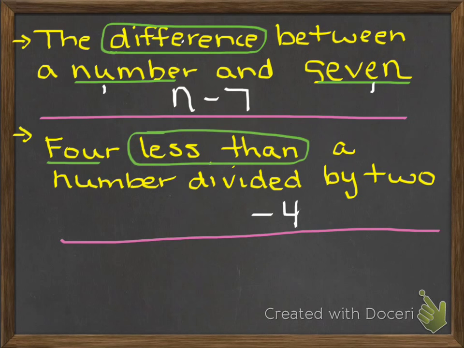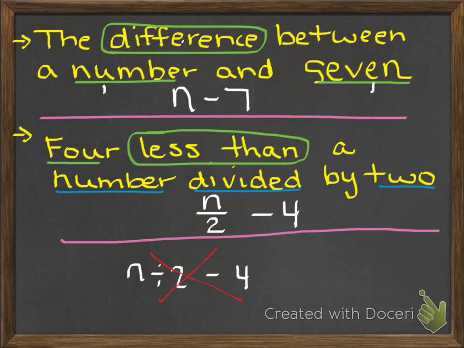So let's look at the rest of the keywords here. A number divided by 2. So that means we've got n divided by 2. So that's how you want to show division when you're looking at algebra. So I should not see n divided by 2 minus 4. That is not acceptable. I do not want to see it that way. So whenever you show division in algebra, I do want to see it like that, n divided by 2.